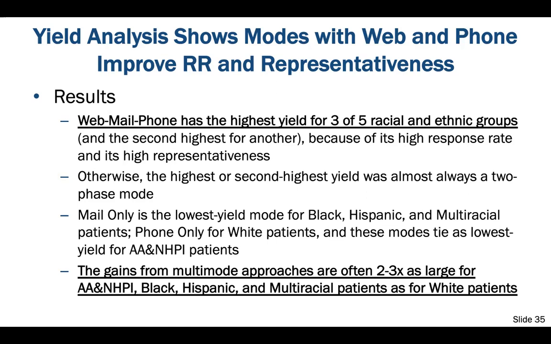So the good news is that in addition to the fact that these web first modes did better overall, they were particularly helpful for the groups that have the lowest response rates, and the gains from these multi-mode approaches were often 2 or 3 times as large for Asian American NHPI, Black, Hispanic, and multiracial patients compared to white patients. Next slide, please.